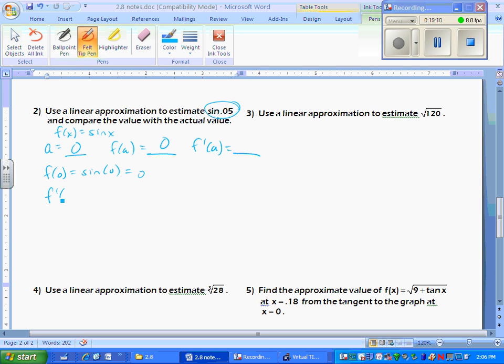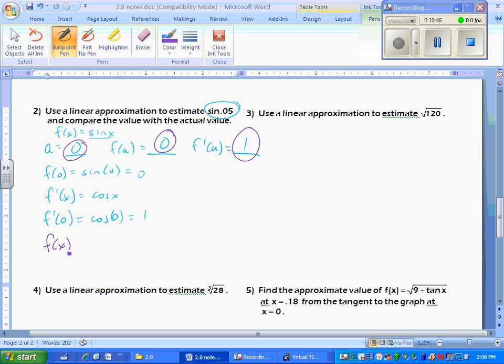Last thing we have to figure out is the derivative of f of x, so that we can find the derivative of f of a. So derivative of sine, cosine. So we want to know what's that derivative when x is 0. So cosine of 0, 1. All right, so we've got our 3 parts. We've got a, f of a, and the derivative of f at a. So this is like our x value, our y value for our ordered pair, and this is our slope.